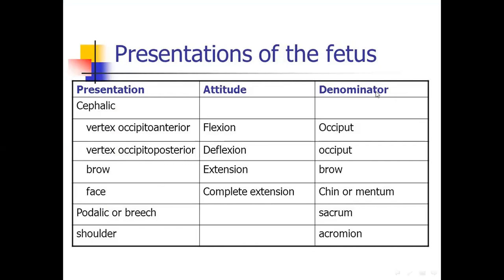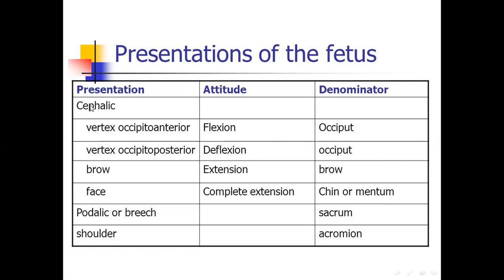What is the denominator? It's a new definition. The denominator is a bony landmark, or any landmark in the presenting part, which can determine the position of the presenting part. In a case of the head or vertex, the denominator is the occiput. In a case of brow, the denominator is the brow. In case of face, the denominator is the mandible or chin. In a case of breech, the denominator is the sacrum. In a shoulder presentation or transverse lie, the denominator is the acromion.